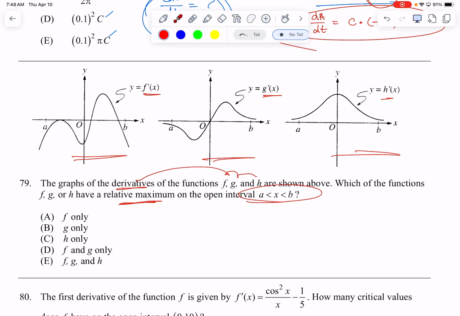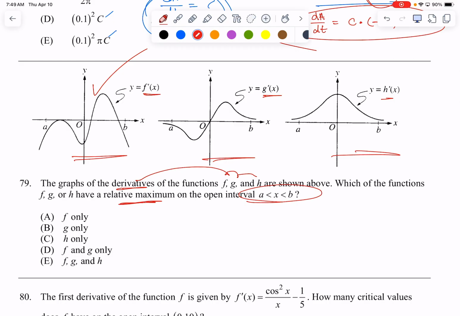So here's what I know. For f prime, I know it's below the x-axis, which means the original function's decreasing because the derivative's negative. I know it's above the x-axis, which means the original function's increasing. And I know it's below the x-axis. Well, to get a relative max, we need to go from increasing to what? Decreasing. Is this going from increasing to decreasing? Yeah, it goes from positive to negative. So yes, that's going to have a relative max.